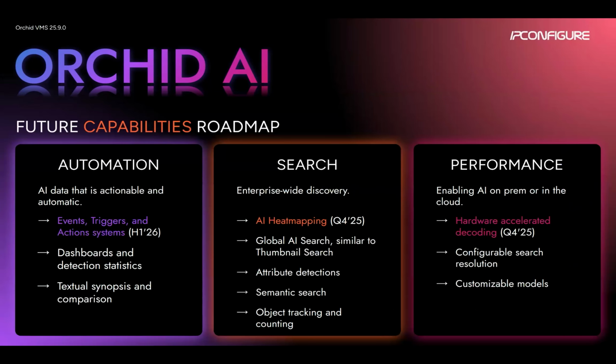All right, so future capabilities roadmap, just like we talked about with the offline player, we always like to be thinking about what's next, what are we adding. So in no particular order, I've got these in 3 categories. The first is automation. We think this AI search is a really powerful tool. It's an interactive tool though, and we want to make this Orchid AI data also available in a way that's more automated. So we've been talking about our events, triggers, and action system for a while. That's something we continue to put a lot of engineering resources and R&D into. We expect that to be released in the first half of next year.